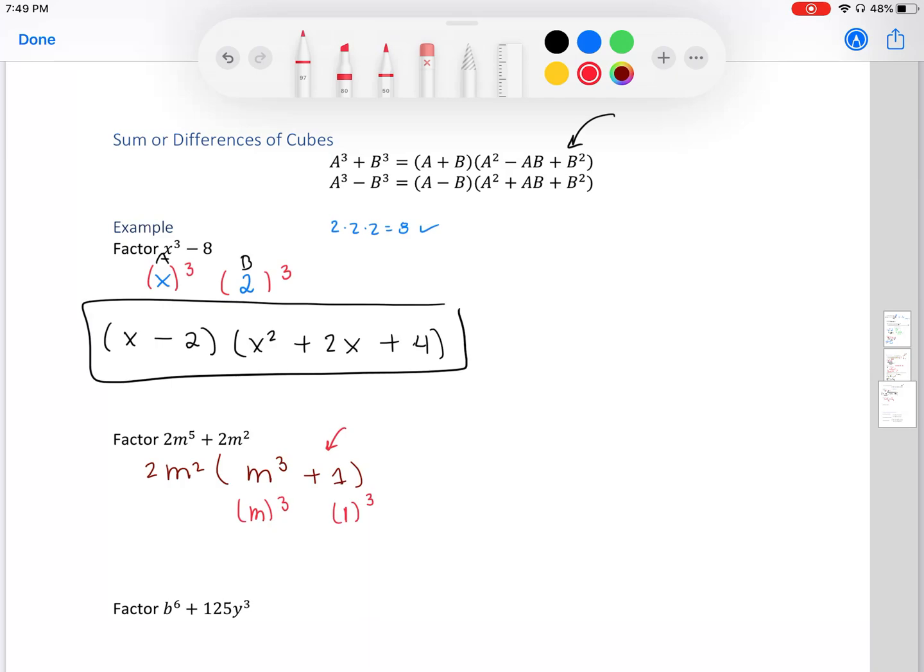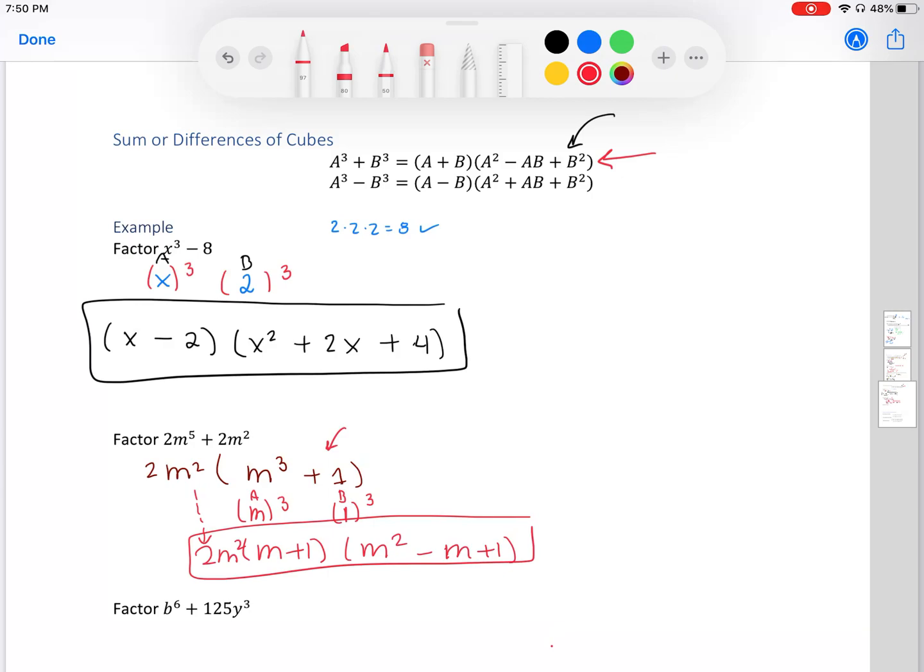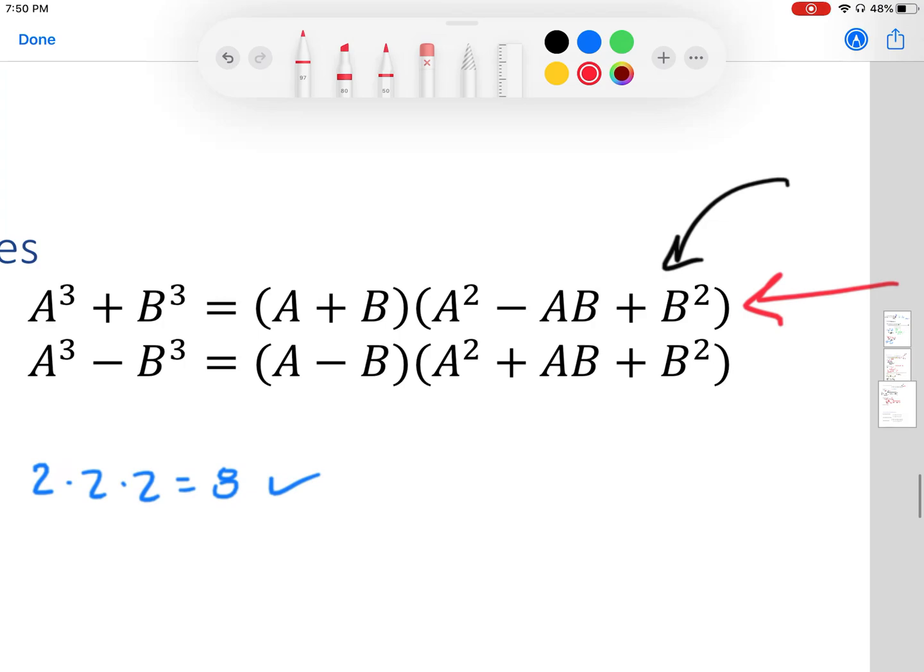Because I have a plus, we're looking at the one with a plus. So this would be your a and this would be your b. This would factor to be m plus 1 times m squared minus 1 times m, plus 1 squared. So it would just be 1. Then you bring down that 2m squared you found. That's our answer.